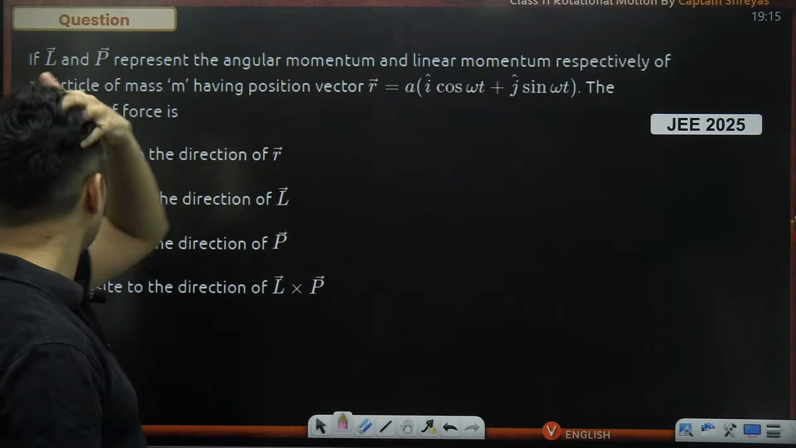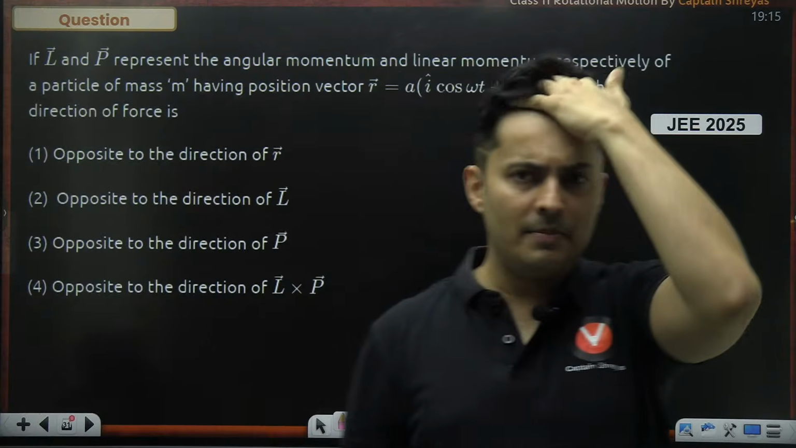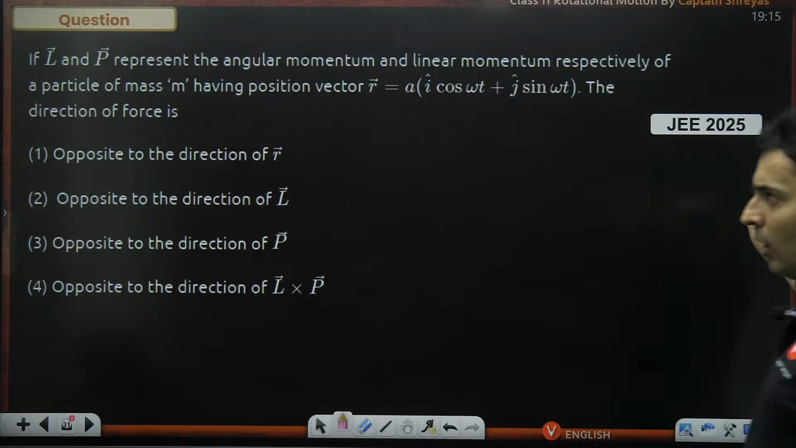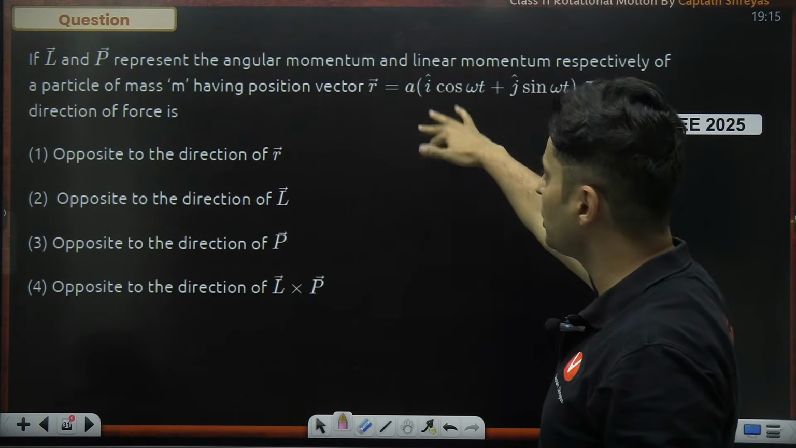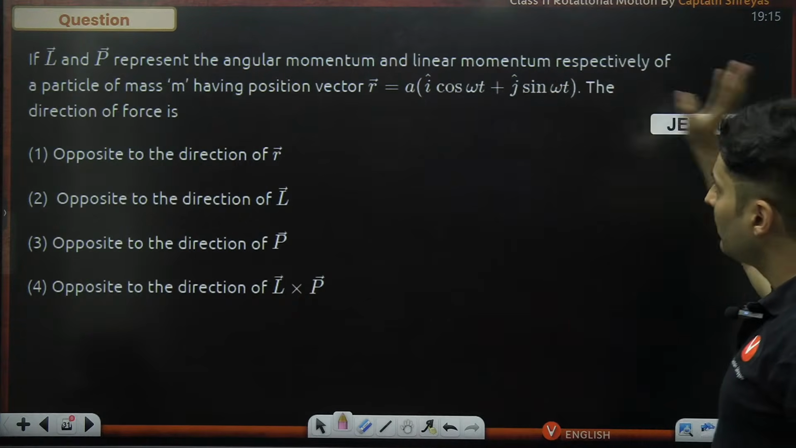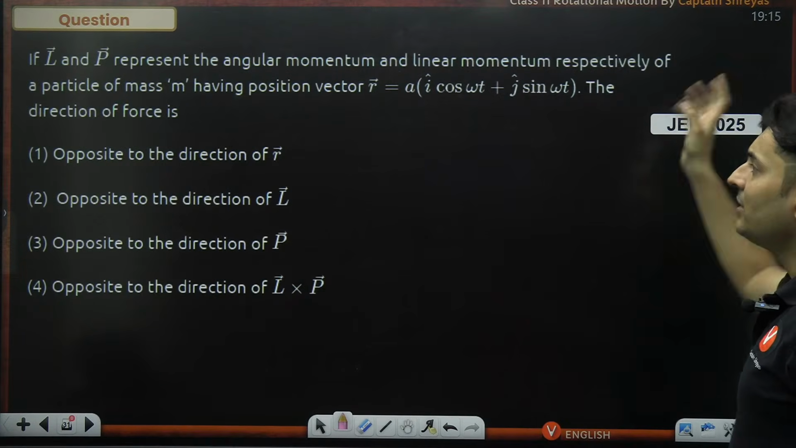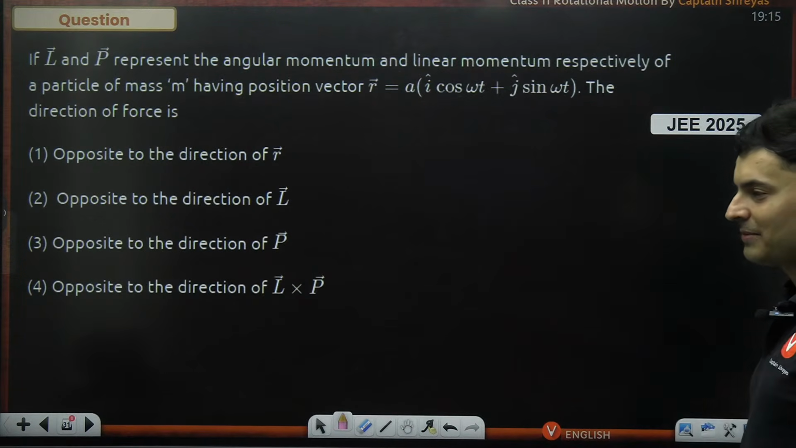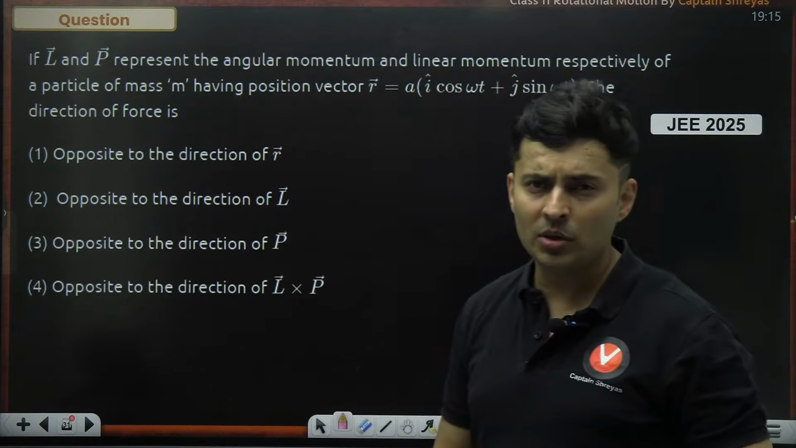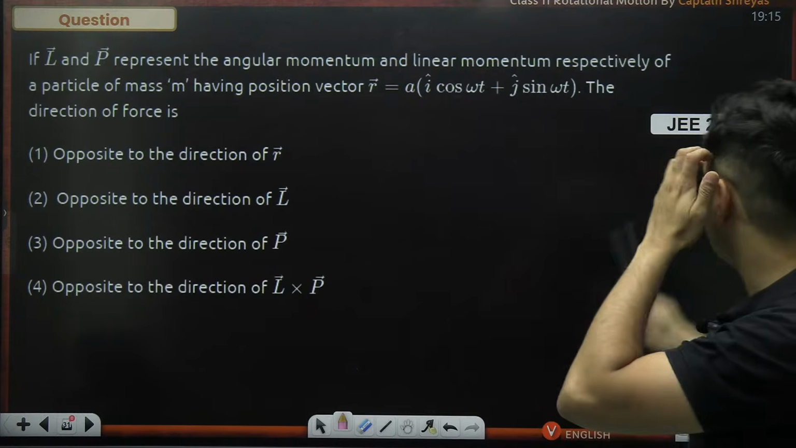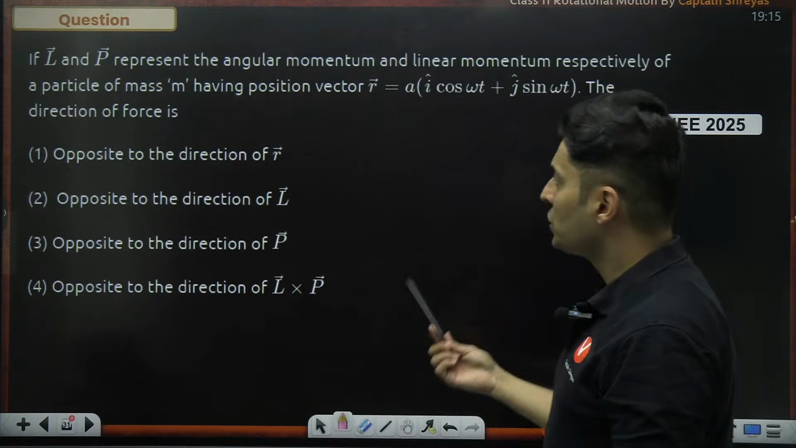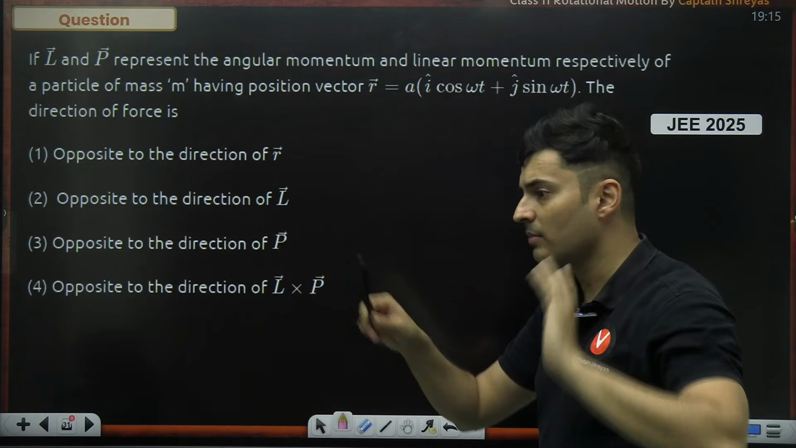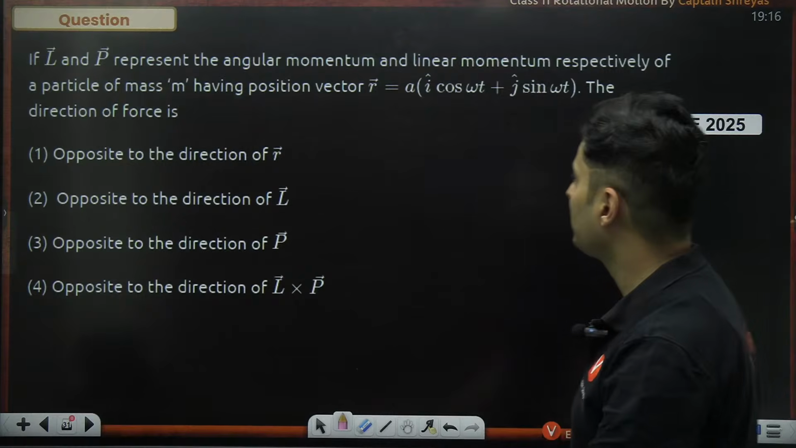And here it comes. If L and P are the angular momentum and linear momentum of a particle of mass m having position vector r given by this formula, the force is in which direction? Direction of r, L, P or L cross P? This was a time consuming question in your JEE examination, especially this year only it came. So if you're lucky in the first go you get it, it's good. Else you will have to waste your time figuring out which options are correct.